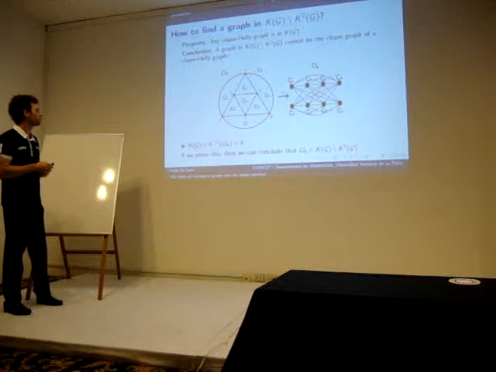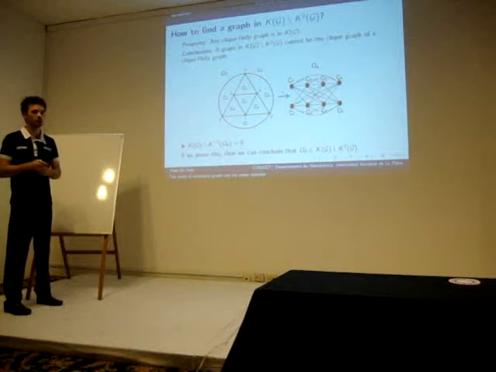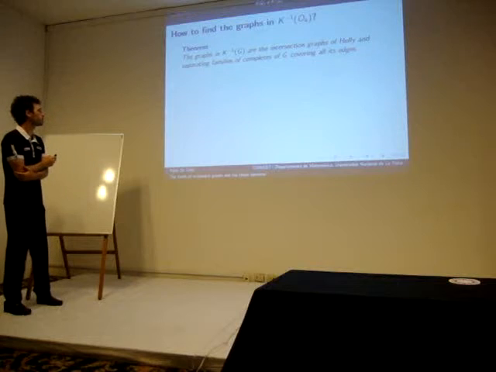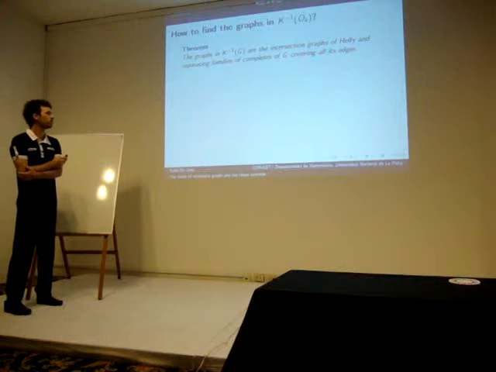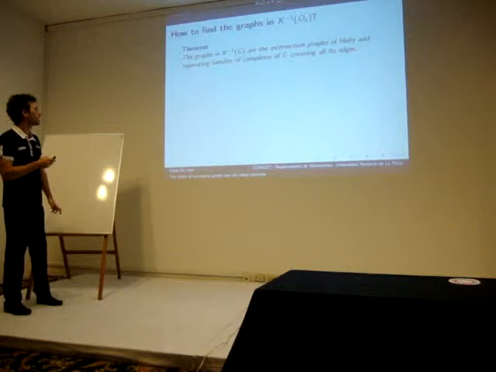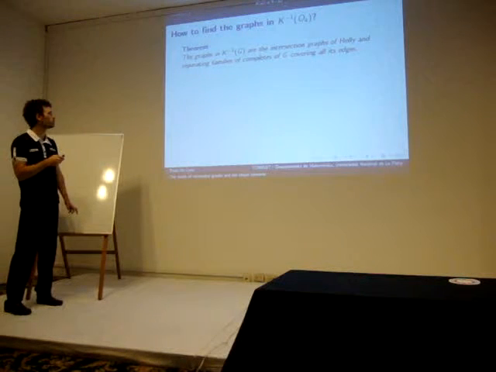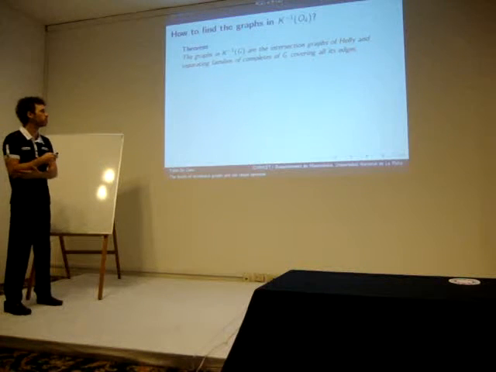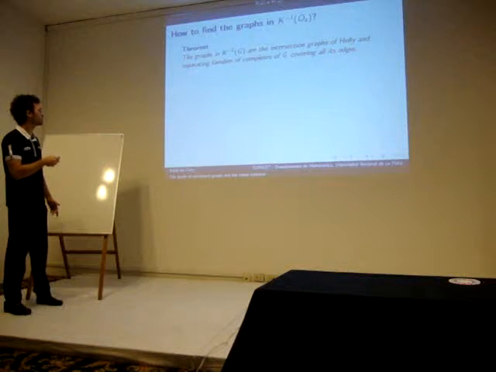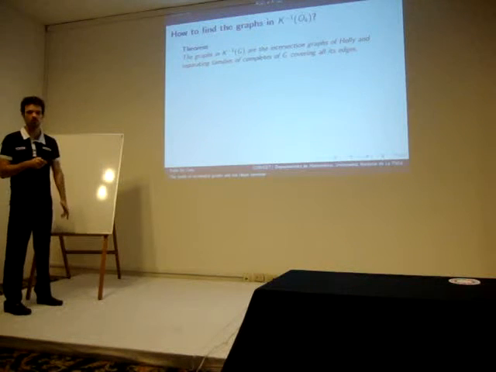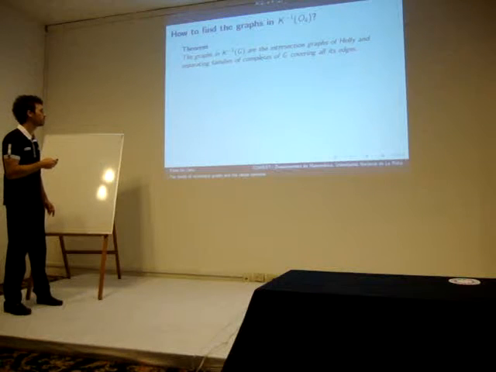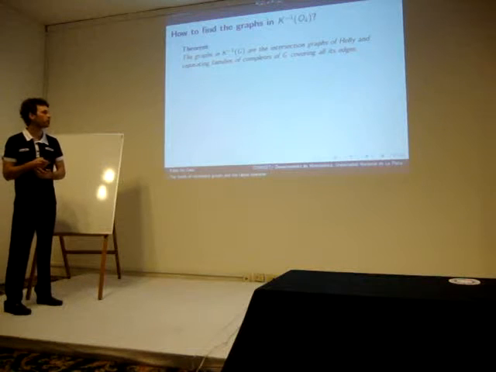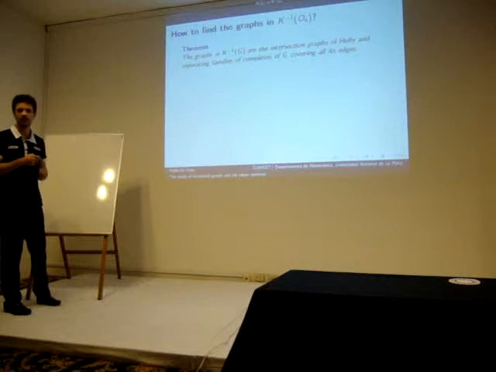To find K-1 of a graph, we need this property that says that K-1 of graph G consists of the intersection graphs of Helly and separating families of completes that also cover the edges. It is very similar to the characterization of clique graphs, but we have an additional condition that the family has to be separating, and separating means that for every 2 vertices, X and Y, there exists a member of the family that has X but doesn't have Y.